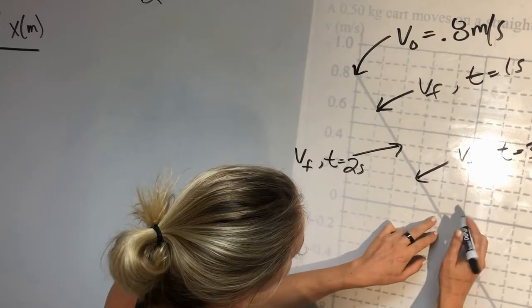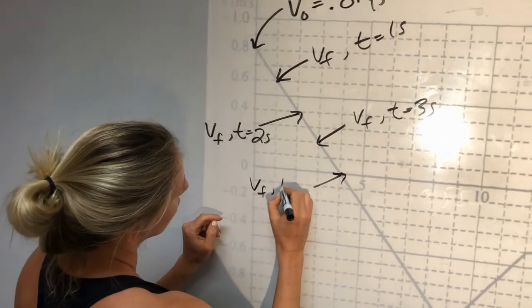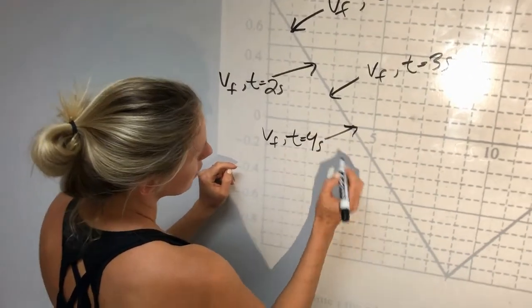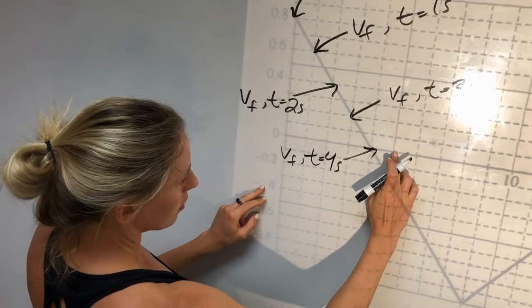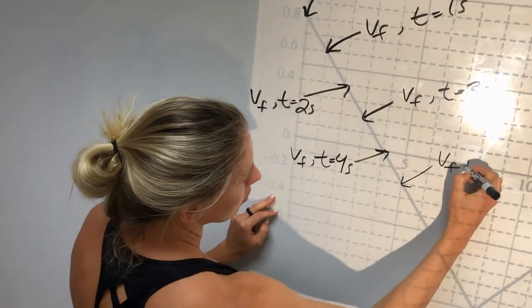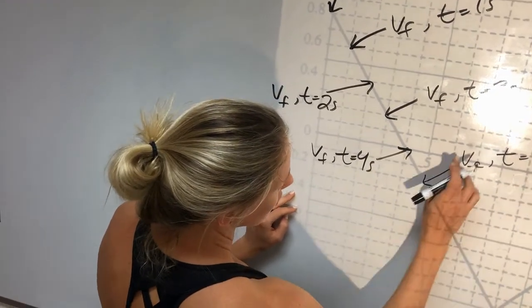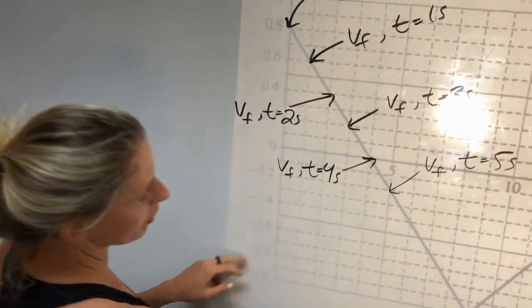Okay, right there. Velocity final at t equals 4 seconds. And then let's see right here. Our velocity final at t equals 5 seconds. Etc. Etc. Keep going on, okay?